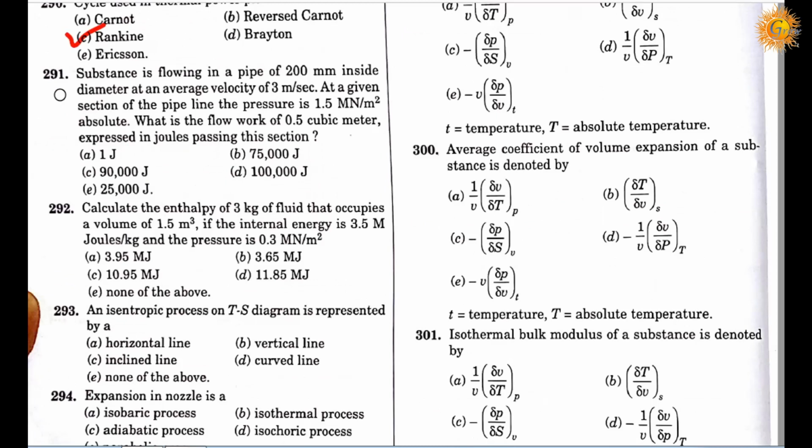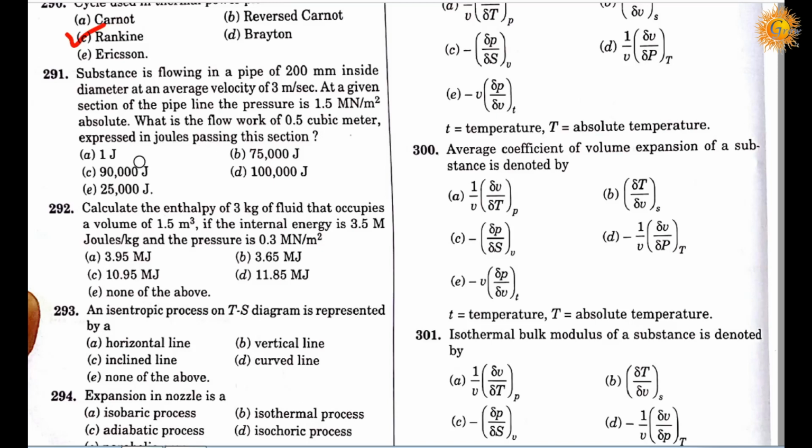Question number 291. Substance is flowing in a pipe of 200 mm inside diameter at an average velocity of 3 meters per second. At a given section of the pipeline, the pressure is 1.5 meganewton per meter square absolute. What is the flow work of 0.5 cubic meter, expressed in joules, passing this section?